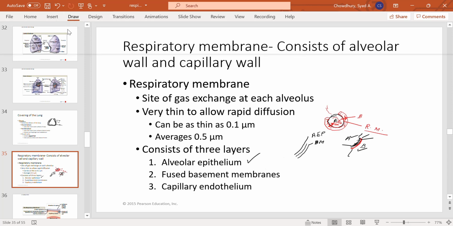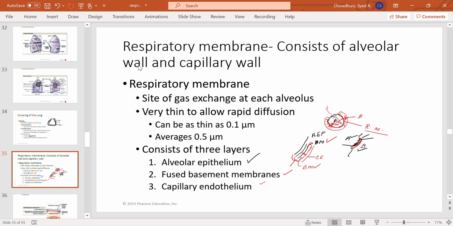Now the capillary wall also has two layers in it, the basement membrane and the capillary endothelium. So this is the capillary endothelium and this is the basement membrane. So you see both the alveolar wall and the capillary wall have a basement membrane and they are attached to each other. So we can say fused basement membrane, this part. Two basement membranes coming from each wall.